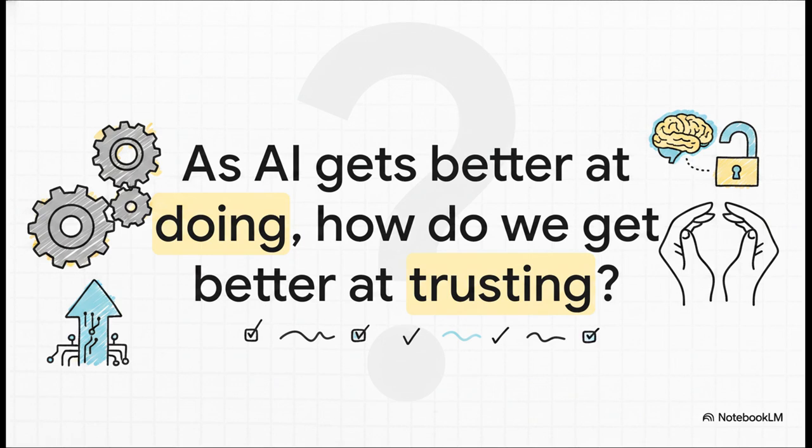So, we'll leave you with this question to chew on. We're all obsessed with making AI agents more and more capable, but maybe the real question we should be asking is this. As AI gets better at doing things, how do we get better at trusting the results? The principles we talked about today are a massive step in the right direction.